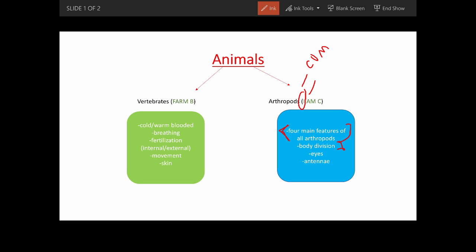Arachnids, they have simple eyes. And crustaceans, they have compound eyes. But for antennae, crustaceans, they have 2 pairs of antennae. Insects, they have 1 pair of antennae. Arachnids, they don't say, but myriapods, they have 1 pair of antennae.